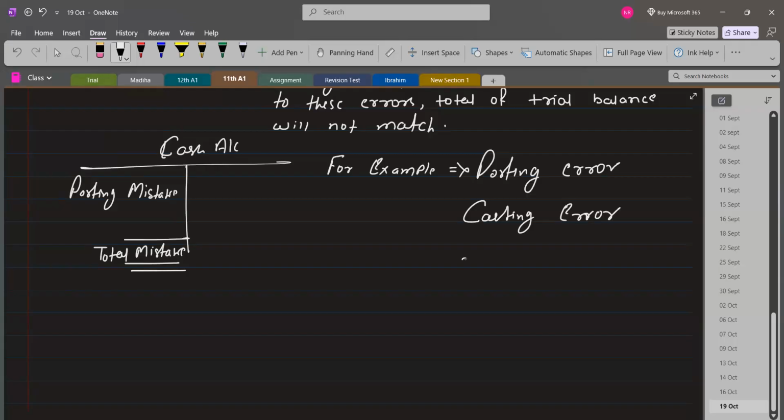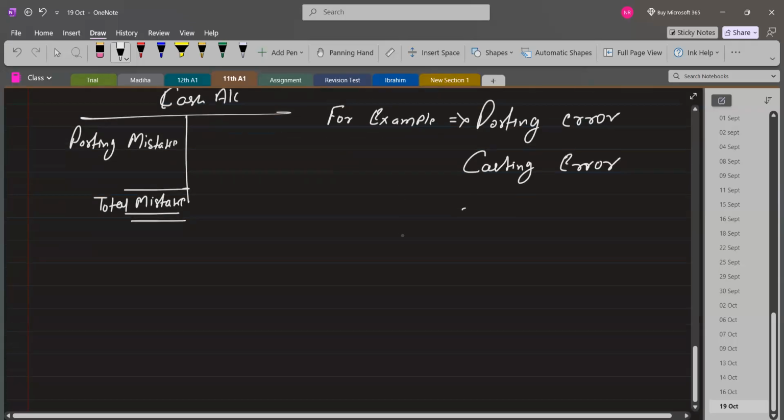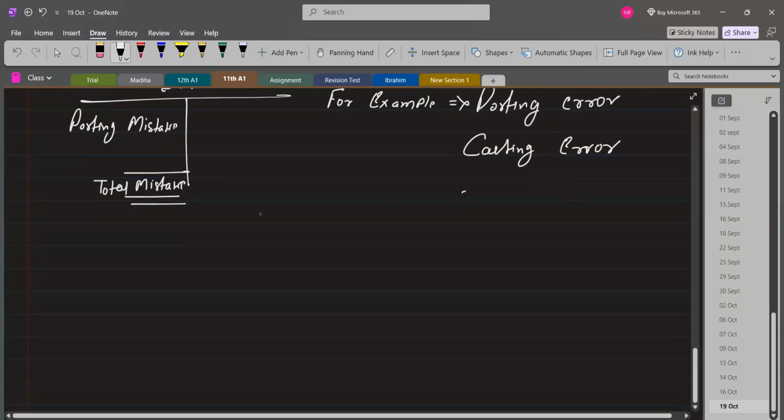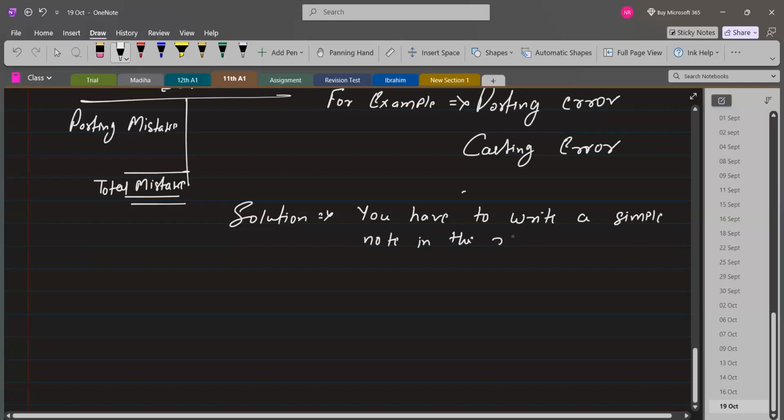Now, how it will be given in the question and how it will be solved. First of all, how it will be rectified. So in these types of errors, solution is you have to write a simple note in the related account.